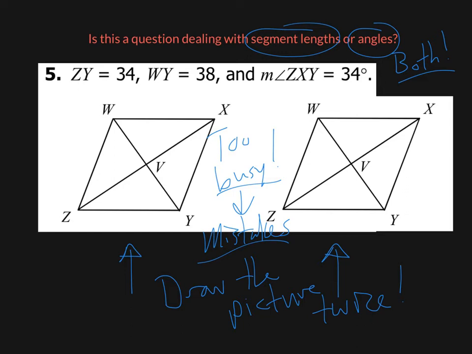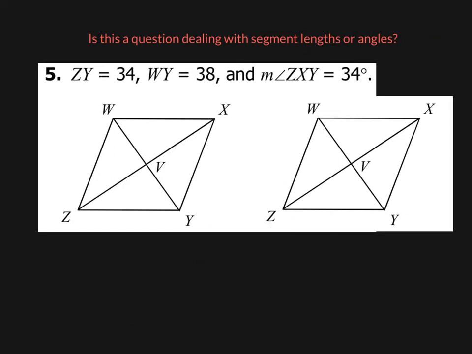Now, let's get busy solving the problem. First, let's deal with the side length information. I got ZY is 34, so of course that means 34 all the way around because a rhombus has 4 congruent sides. And WY is 38. So when I take half of 38, right, I'm going to get 19. So if WY is 38, then WV is 19, and this is 19, and that's going to be 90 degrees. We're definitely going to take this ZVY, right, so that's ZVY.